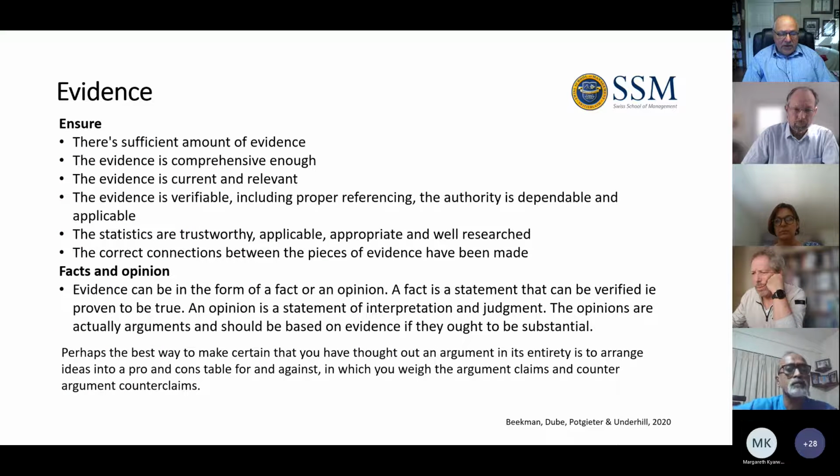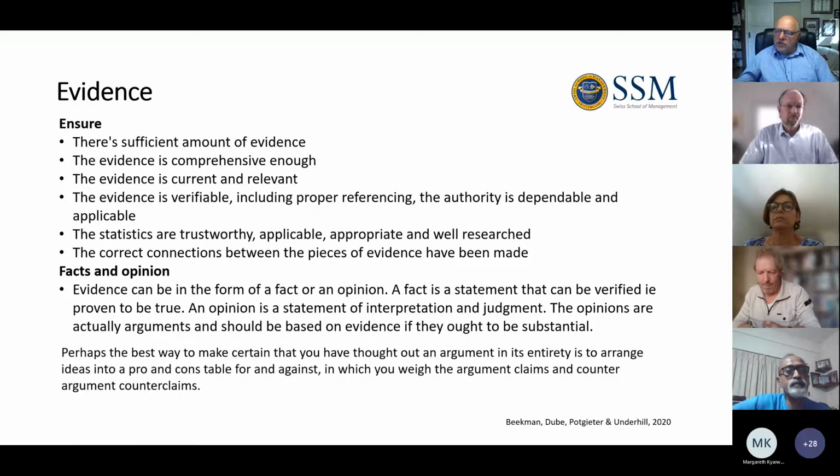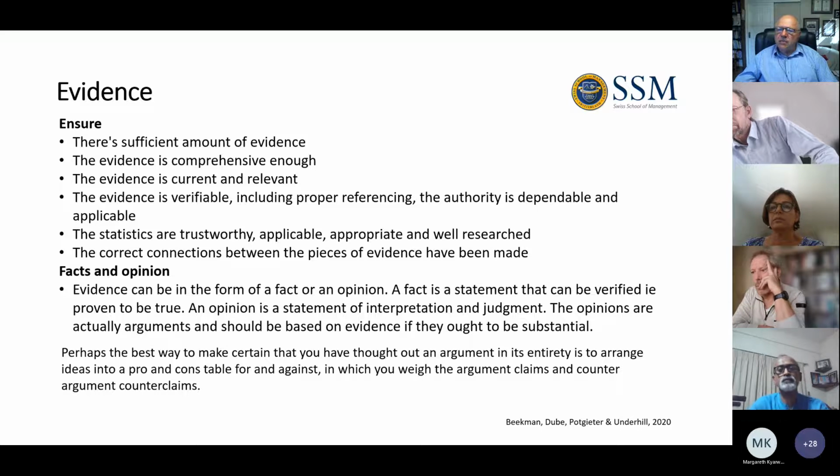When it comes to evidence, you must make sure that there's a sufficient amount of it, that it's comprehensive enough, current and relevant. That's why, if your field is fast evolving, you cannot have sources that are 30 years old. It's got to be relevant, recent sources. The evidence is verifiable, including proper referencing, and the authority is dependable and applicable.